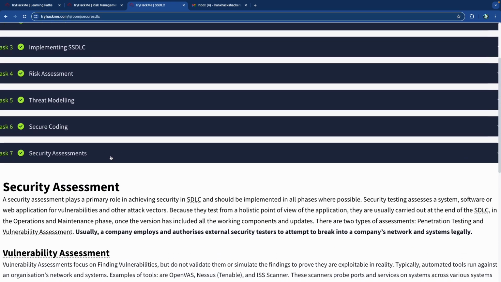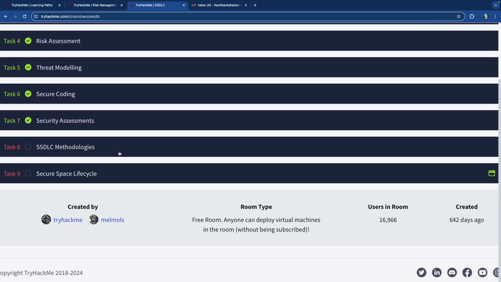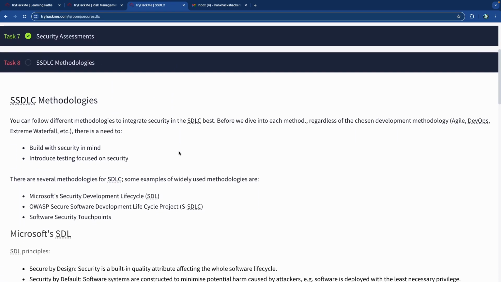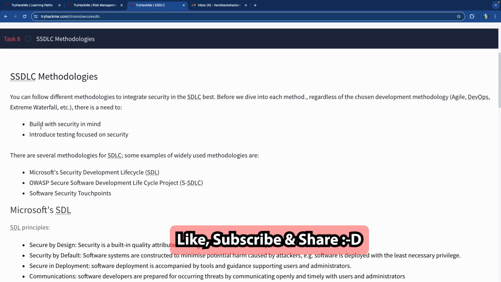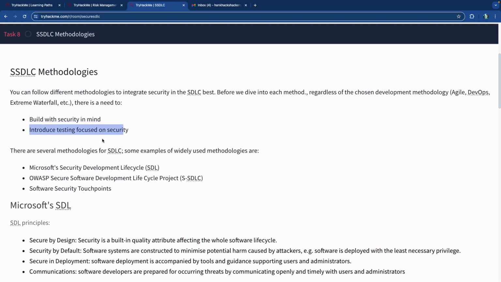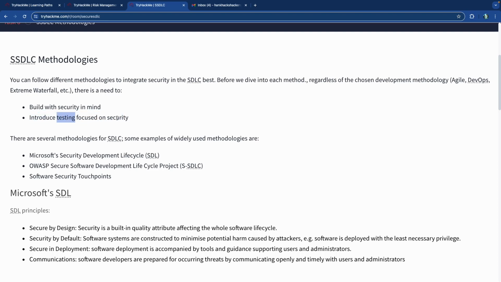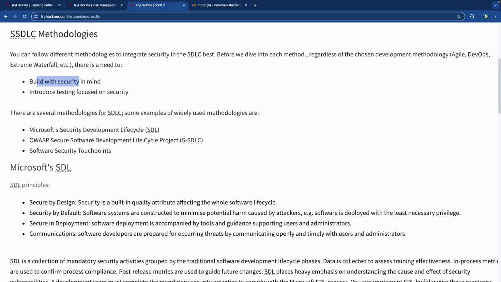And just like that, we have looked at security assessment. So now let's look at security software development lifecycle methodologies. All right, before you do any of this, you need to first build with security in mind, and you need to introduce testing focused on security, okay? So you need to test with focus on security, and you need to build with security in mind.